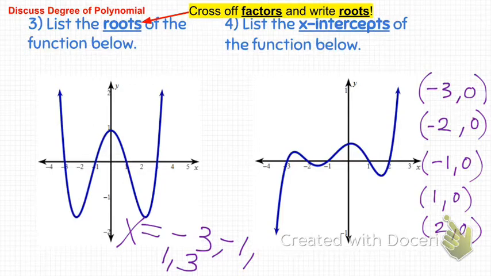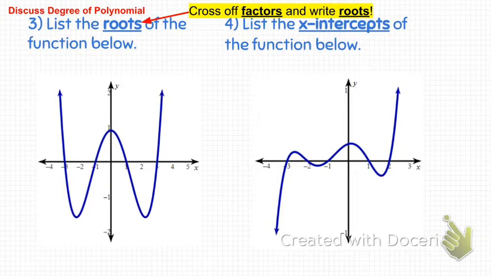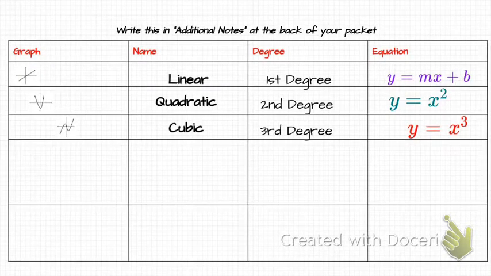All right, we're going to write these in. So go back to additional notes. Find that pink Post-it. And let's fill in the last 2 layers of our chart. We talked about linear, which is 1st degree. We talked about quadratic, which is 2nd degree. We talked about cubic, which is 3rd degree.